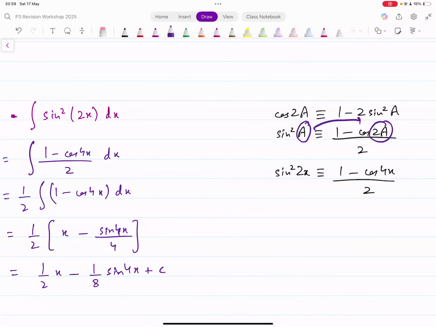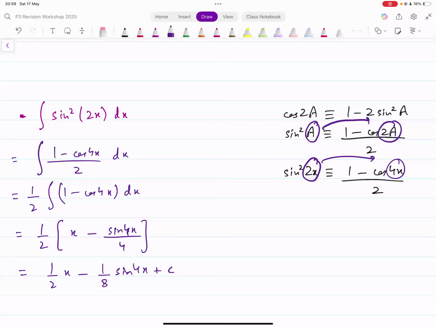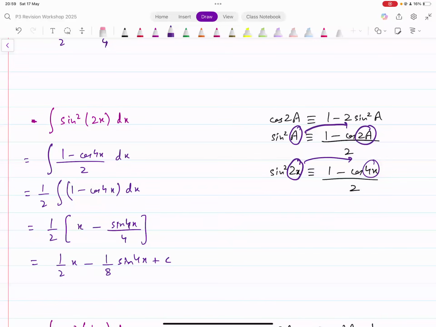So whatever is the angle on the left side in this identity, on the right side, it's double that. When we have 2x here, on the right side we'll have 2 times that, which becomes 4x. So sine square 2x can be written as 1 minus cos 4x divided by 2. And then we just integrate it like before. Integrate 1 separately, cos 4x separately, and then simplify that further.